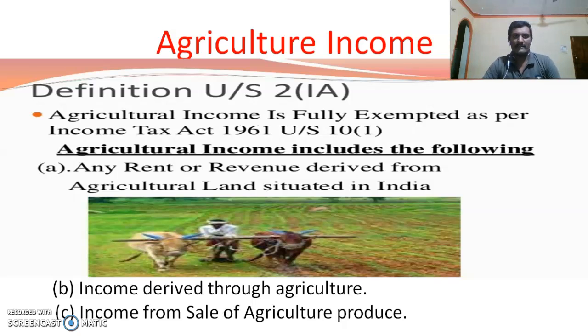And now let us go for the next important term, that is agriculture income. Section 2 subsection 1a defines about the agriculture income, and section 10 subsection 1 of Income Tax Act 1961 expresses about the exemption related to the agriculture income. As per section 2 subsection 1a, agriculture income includes the following. Number A is any rent or a revenue derived from agricultural land situated in India.